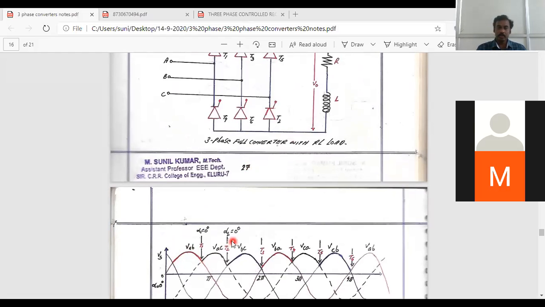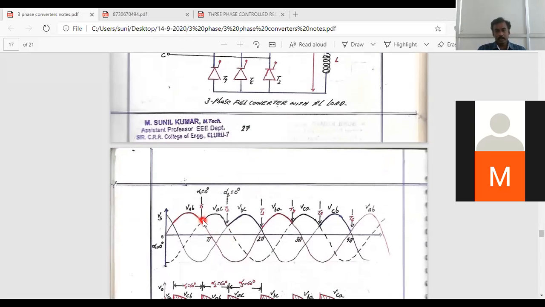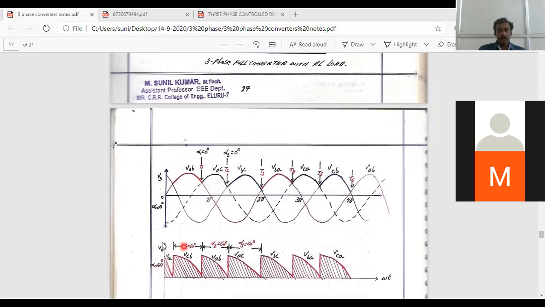So the conduction is going to be, alpha equal to 0 for T1, this point up to this point, and alpha equal to 0 for T2 up to this point. Okay, so T1, T2, that is going to be the conduction. You are going to have this dotted dark line represents the output voltage, and this line represents the input voltage. Okay, so here this is for alpha equal to 0 degrees.